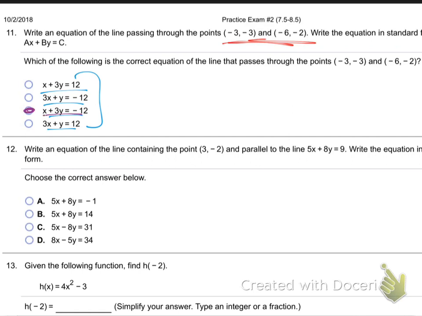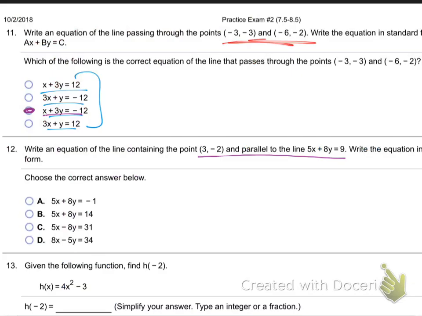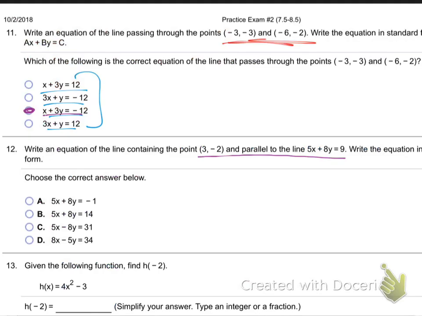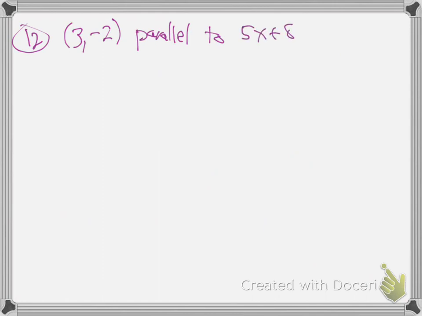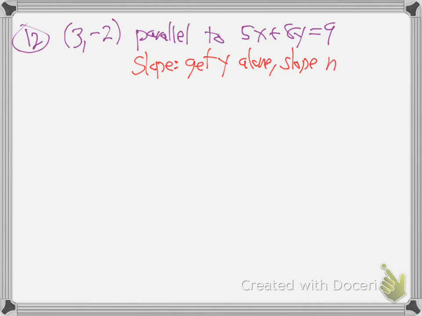All right, let's try number 12. It gives this stuff right here. So it says (3, -2), parallel to 5x plus 8y is 9. And so now, first thing is to find the slope. Now, how do we find the slope? You have to get y alone, slope next to x. So if you get y alone, slope's next to x.